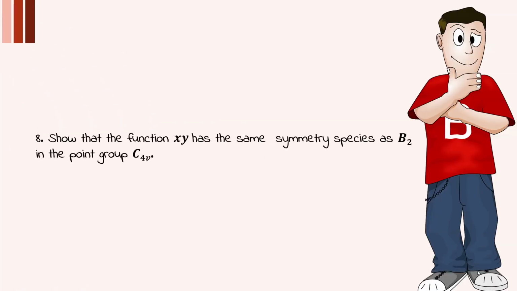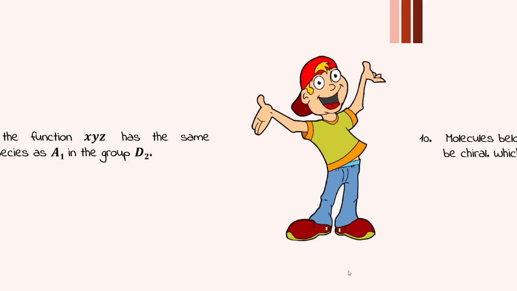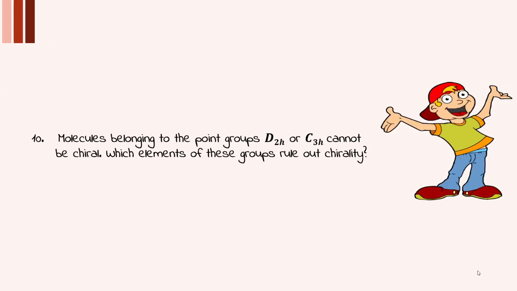Show that the function xy has the same symmetry species as B2 in the point group C4v. Nothing doing, simply go and watch the character table for the C4v point group. Show that the function xyz has the same symmetry species as A1 in the point group D2. The same thing, go to point group D2, draw the character table, refer to the function xyz and see if it belongs to A1.